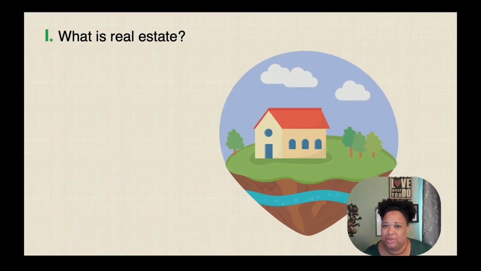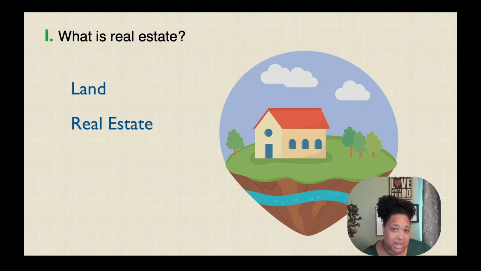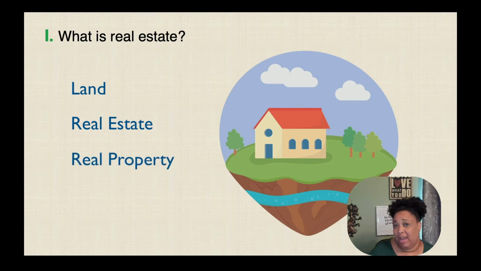So the first question, what is real estate? When you did your reading, I'm sure you saw that there's actually land and then real estate and real property. Land is the surface of the earth, everything below, all of the skies and heavens above. And then real estate is land plus anything that is permanently attached, whether it is natural or artificial. So if it's a house and it's attached to the land, then it is real estate. And then real property is when you have the land plus all the permanent attachments, real estate, plus all the rights that come along with it.